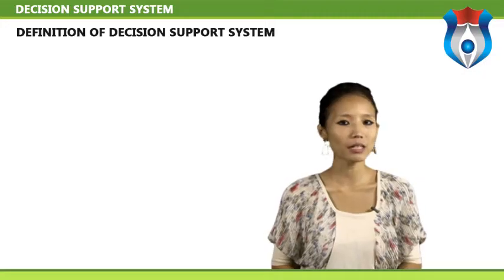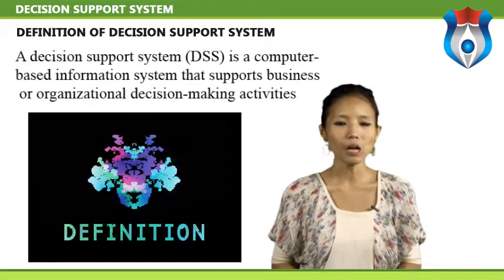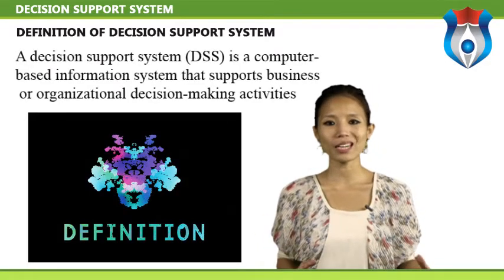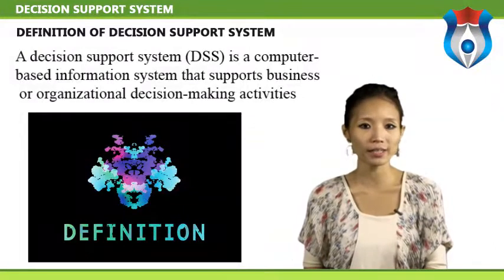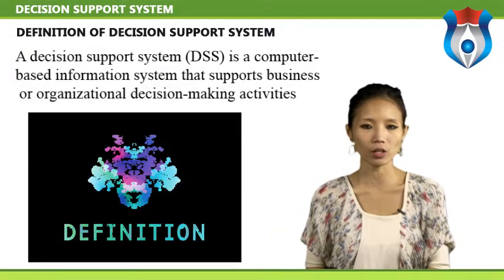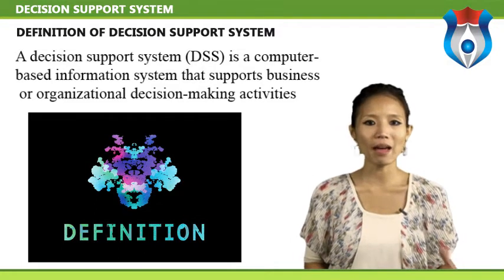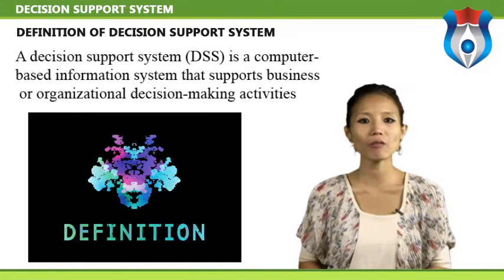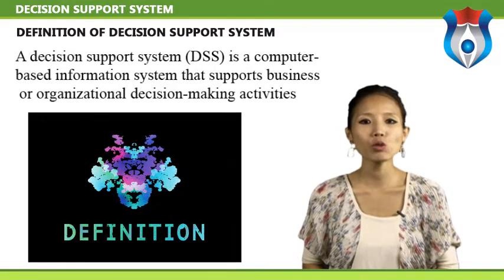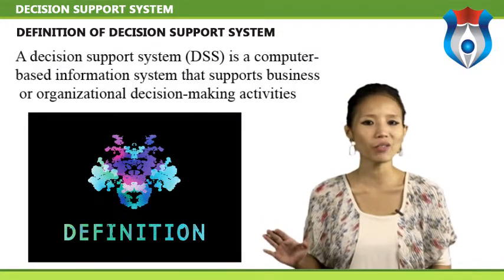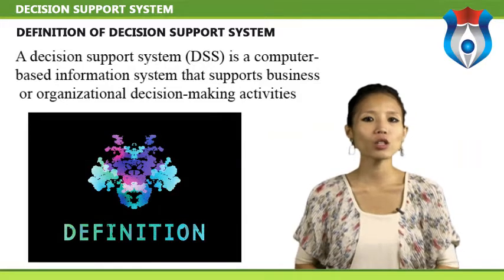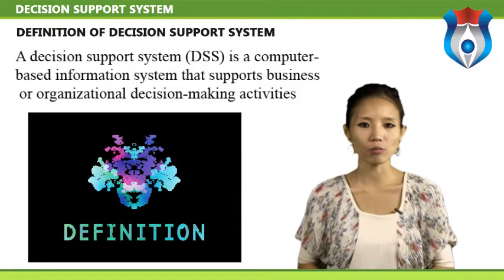Let us now study in detail about decision support system. A decision support system, DSS, is a computer-based information system that supports business or organizational decision-making activities. DSS serve the management, operation and planning levels of an organization and help to make decisions which may be rapidly changing and not easily specified in advance. DSS include knowledge-based systems.